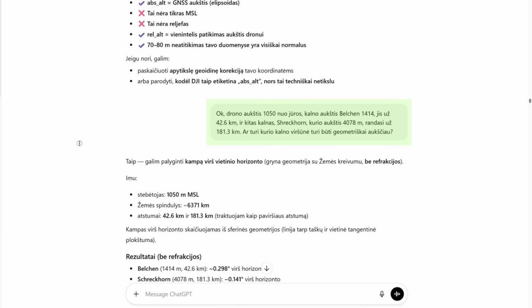Okay, the drone altitude is 1,050 meters above sea level. The mountain Belchen has an elevation of 1,414 meters. It is 42.6 kilometers away. And another mountain, Schreckhorn, with an elevation of 4,078 meters, is located 181.3 kilometers away. Which mountain summit should be geometrically higher?